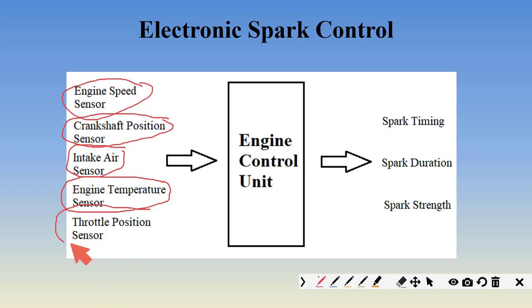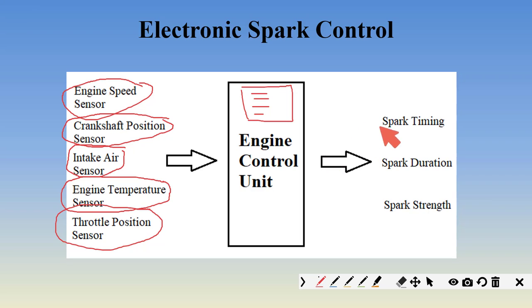And last is the throttle position sensor. Throttle position sensor is important because we can know whether the car is accelerating or idling, right? If it is idling, then the spark timing is different. If it is accelerating, then the spark timing is different. That is why all these sensors and many more collect the data and send it to the engine control unit. There is code written inside the engine control unit. Based on the code, the engine control unit sends signal to these actuators.